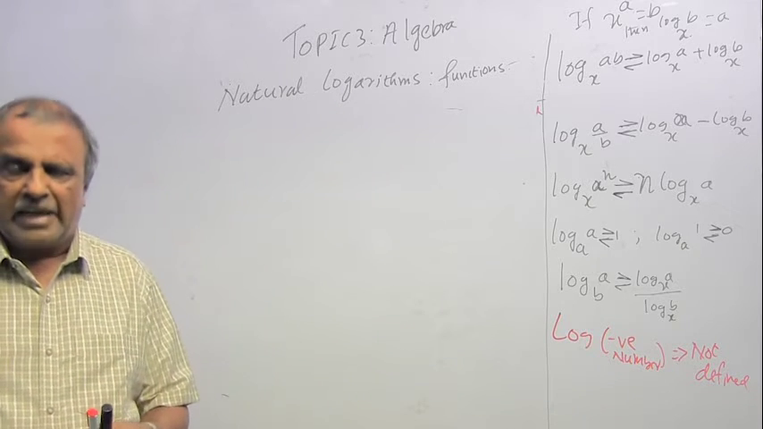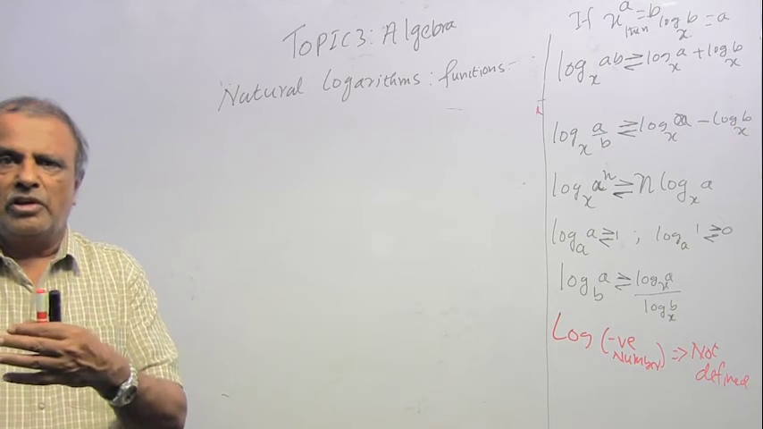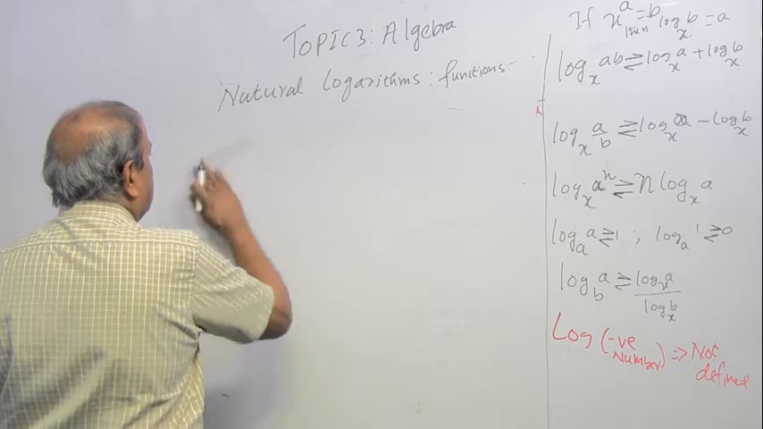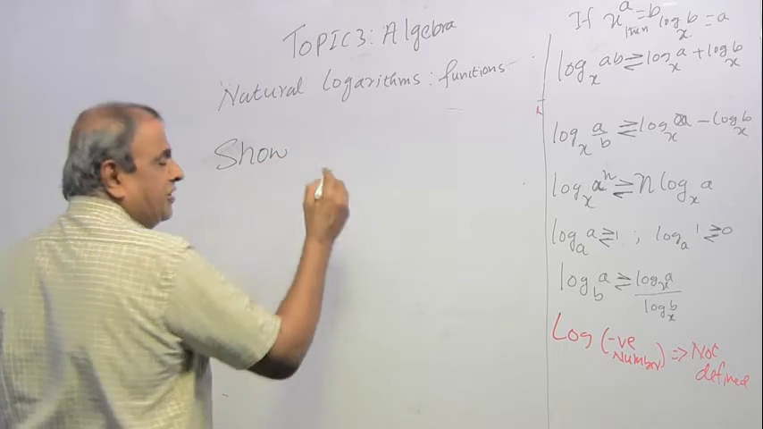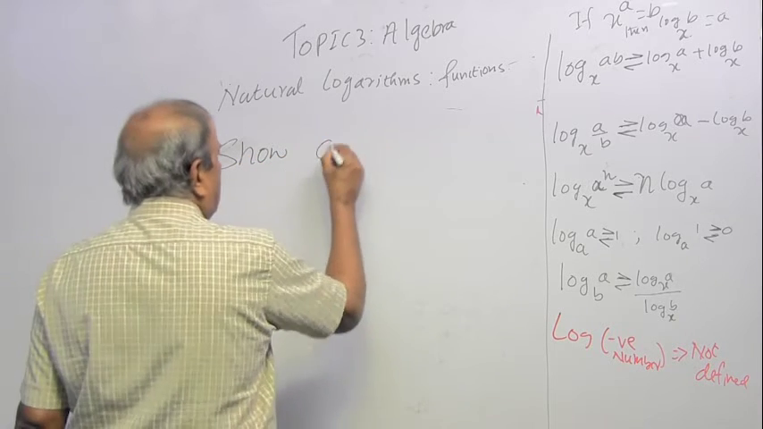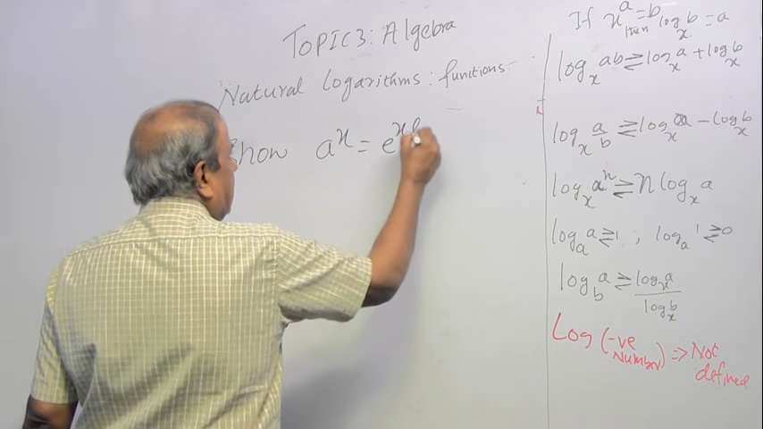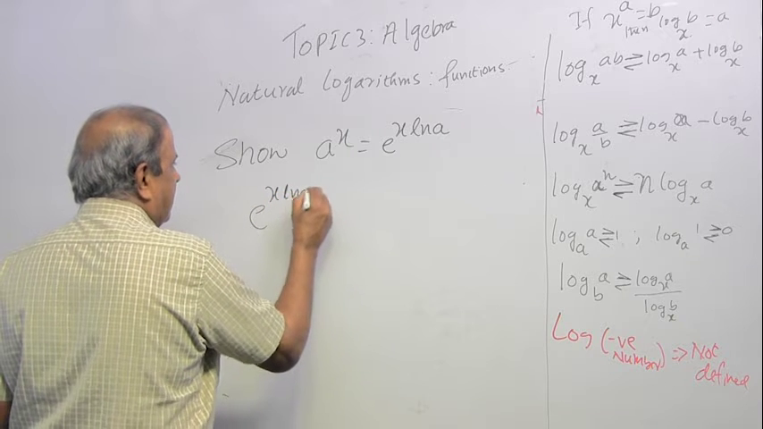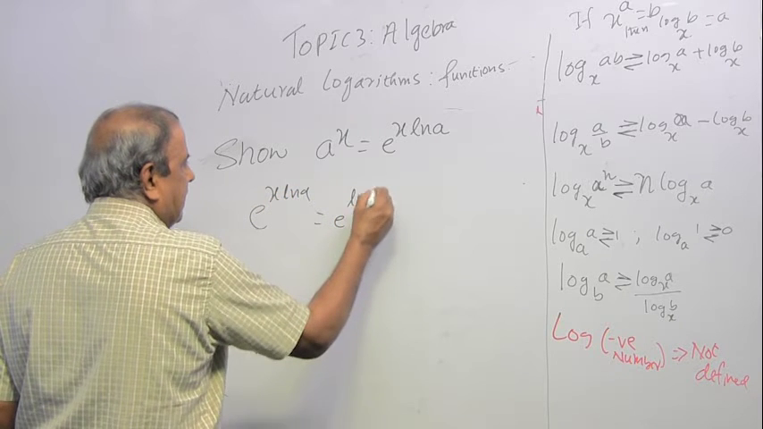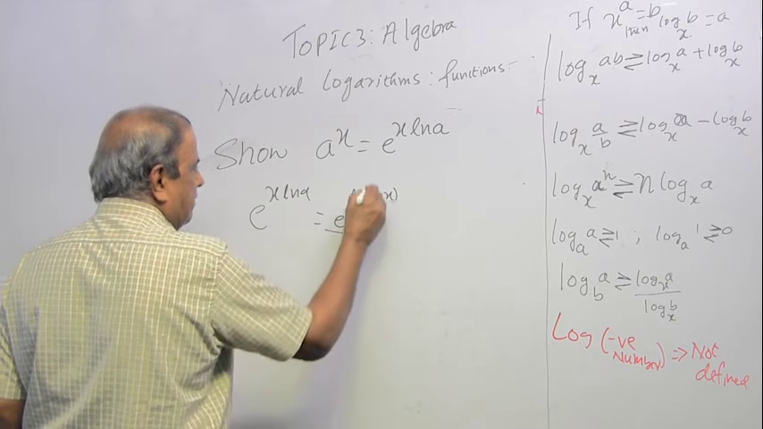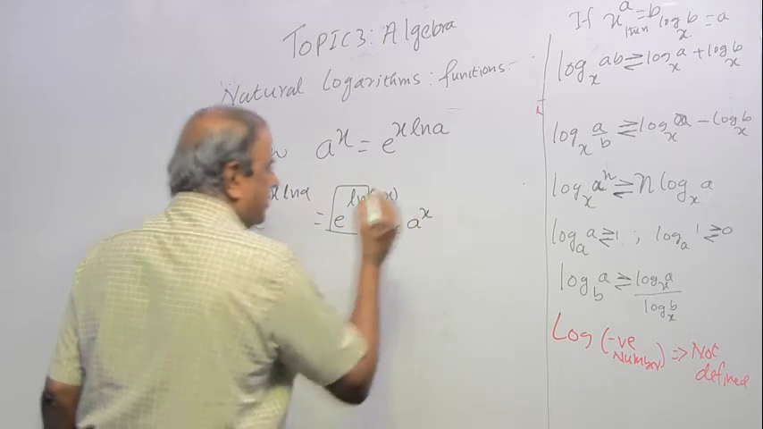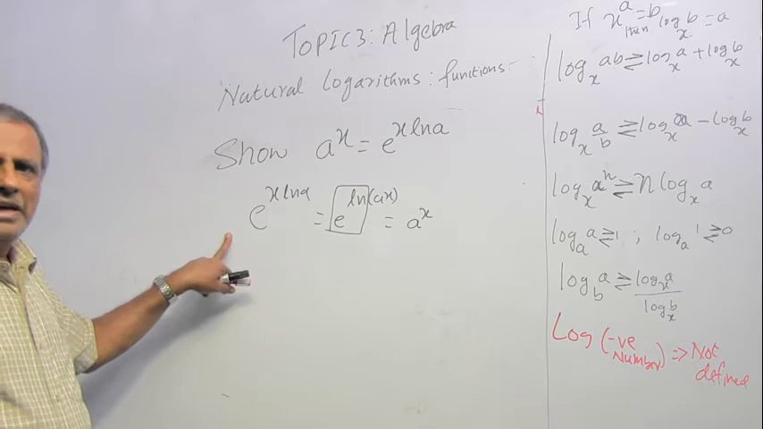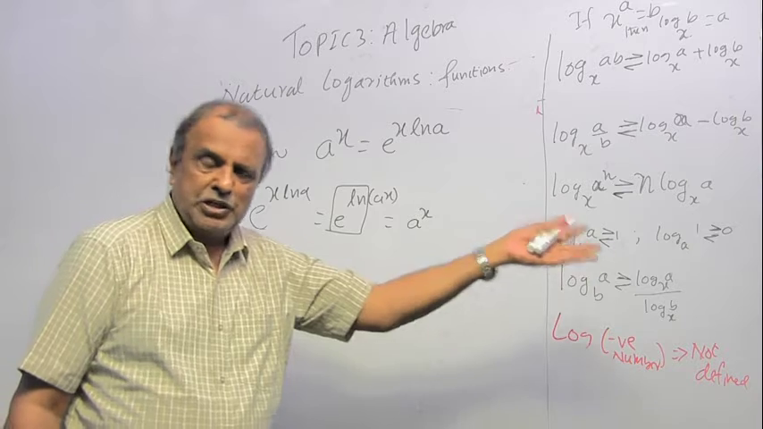a power x equal to e power x ln a, or otherwise differentiate. So, show a power x equal to e power x ln a. I think this is in your formula book. Why? Let's start with e power x ln a, which is equal to e power ln a power x. Remember, these are inverses of each other, so it is a power x. So, when you want to differentiate a power x later, you will use e power x ln a and the derivatives of an exponential function.